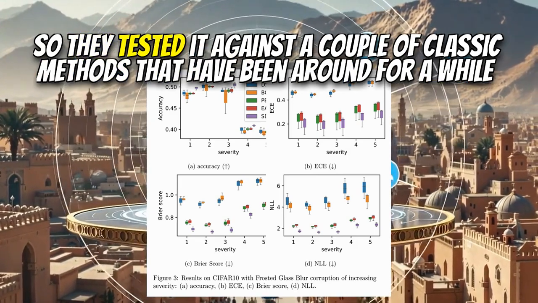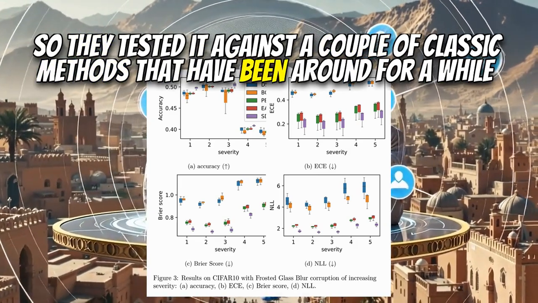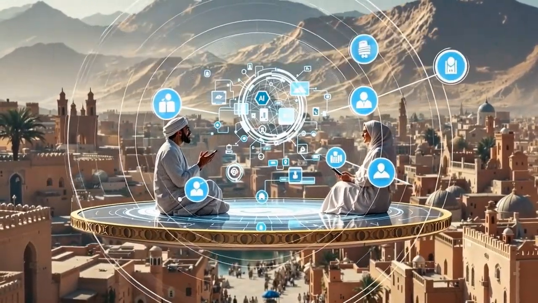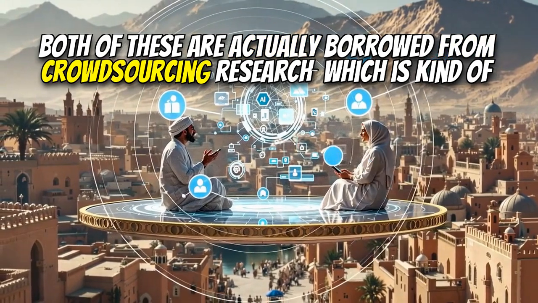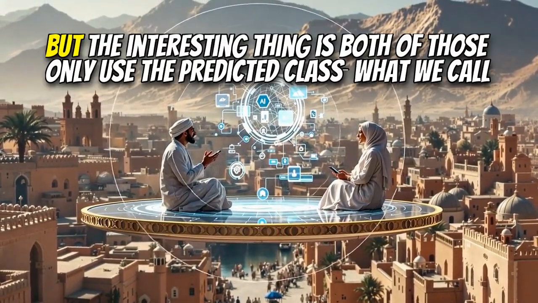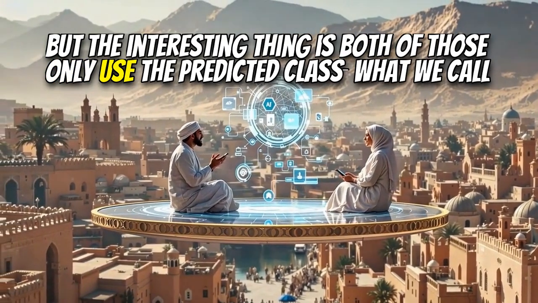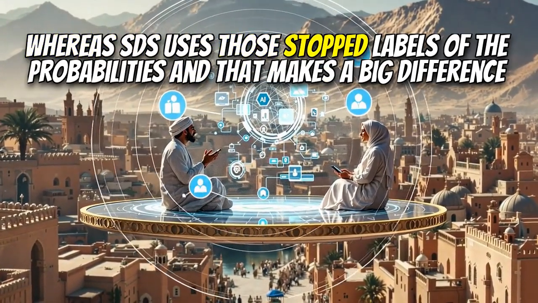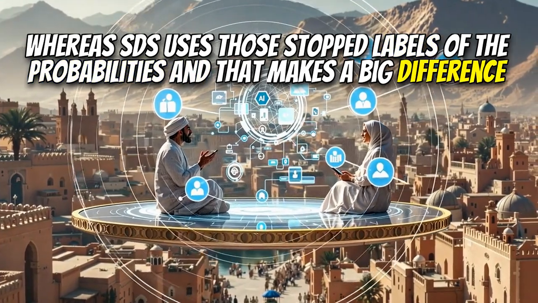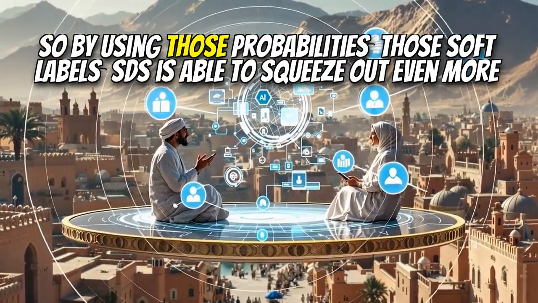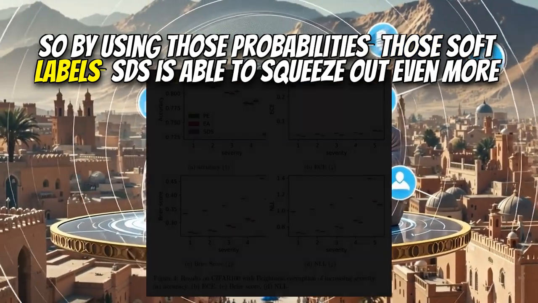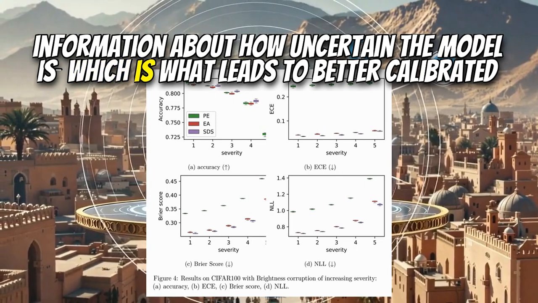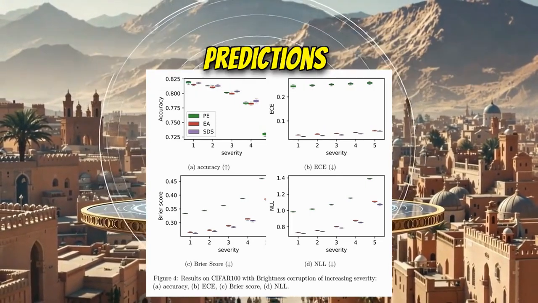Oh yeah, they did. So they tested it against a couple of classic methods that have been around for a while. Dawid Skene, DS, and Bayesian classifier combination, BCC. Both of these are actually borrowed from crowdsourcing research, which is kind of cool. But the interesting thing is both of those only use the predicted class, what we call hard labels, whereas SDS uses those soft labels, the probabilities. And that makes a big difference when it comes to calibration. So by using those probabilities, those soft labels, SDS is able to squeeze out even more information about how uncertain the model is, which is what leads to better calibrated predictions.